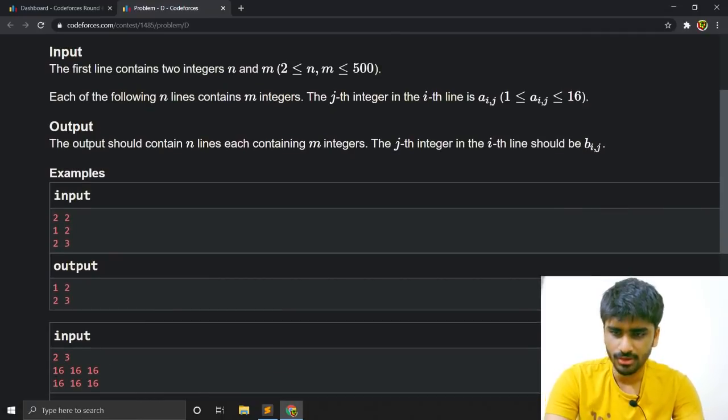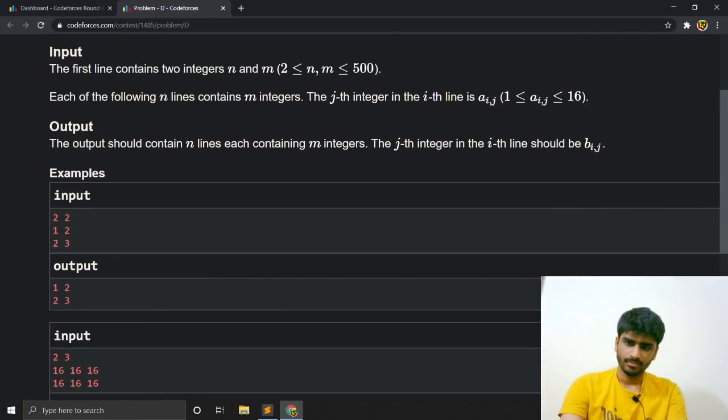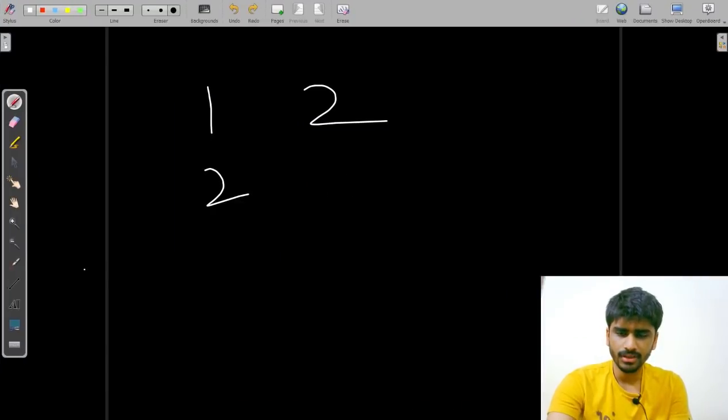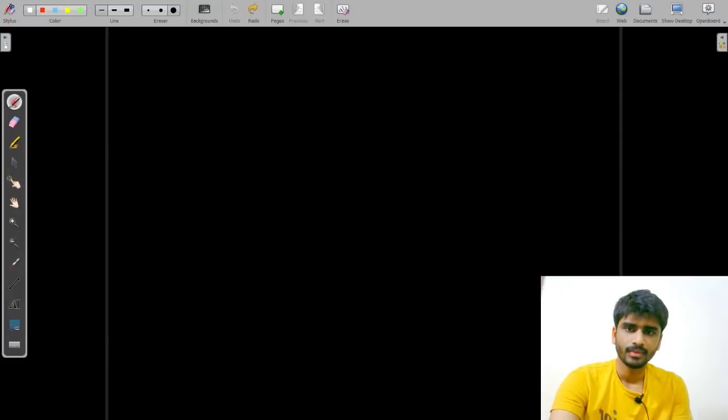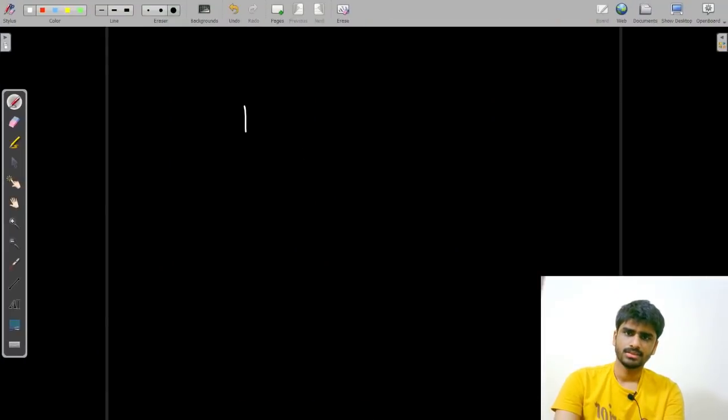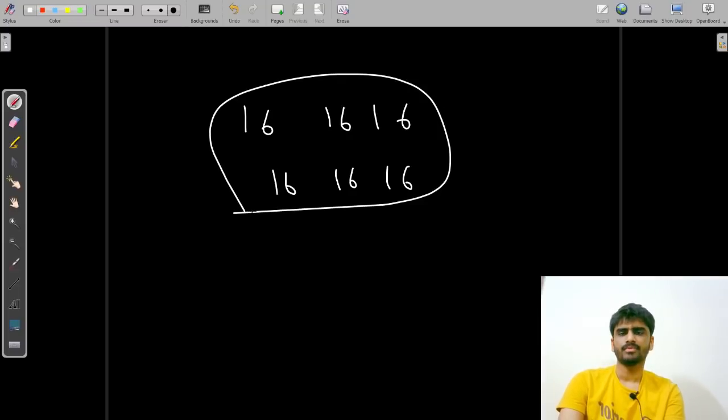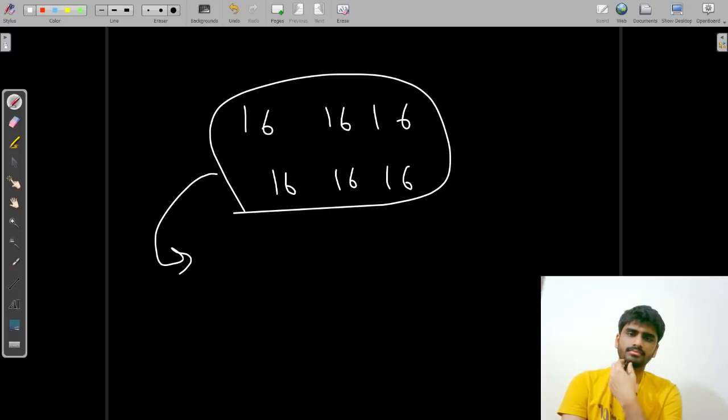Okay, but this one is a problem. Is it always possible, by the way? Oh, okay, so it is always possible. Right, so here we have 16, 16, 16, 16, 16, 16. You want to construct a matrix from this in such a way that the differences are some k to power 4.